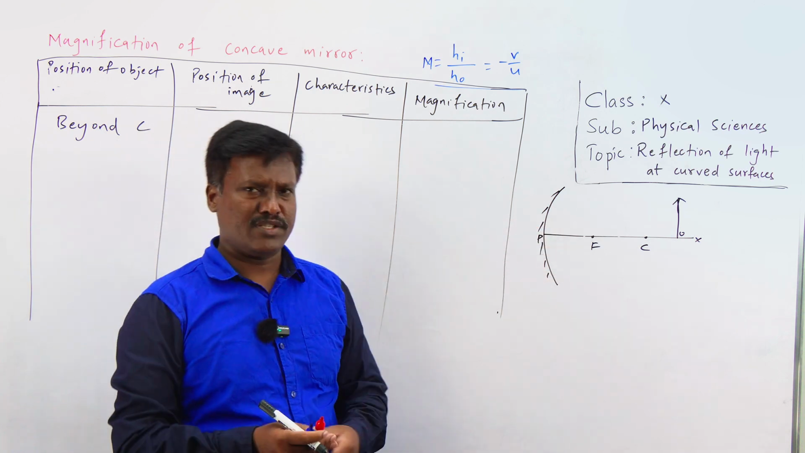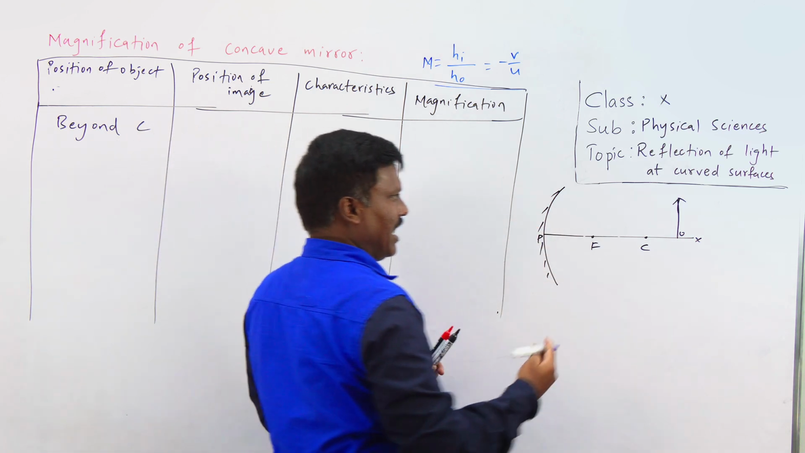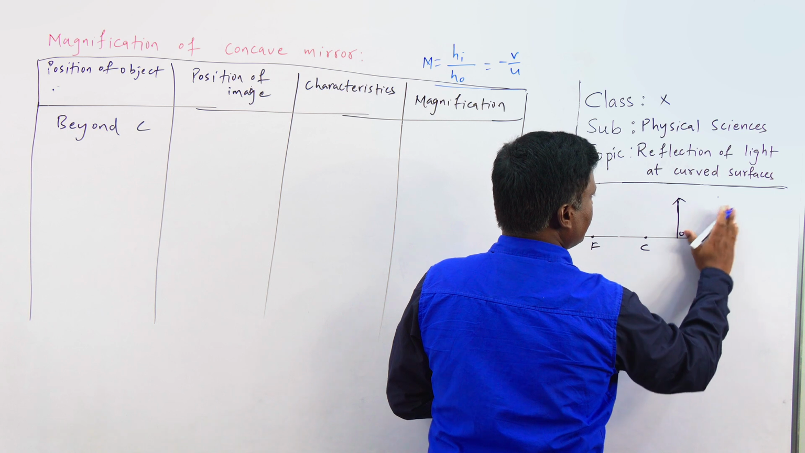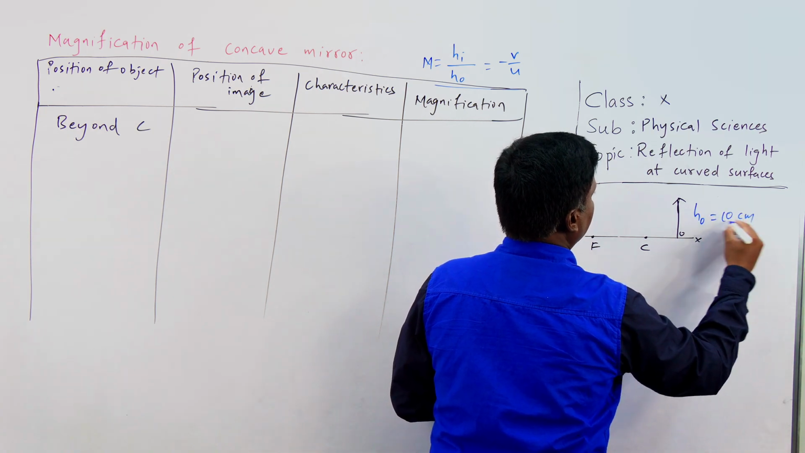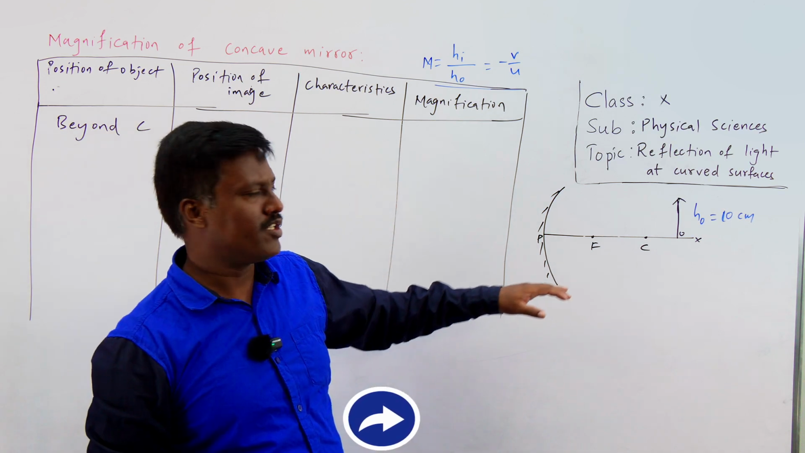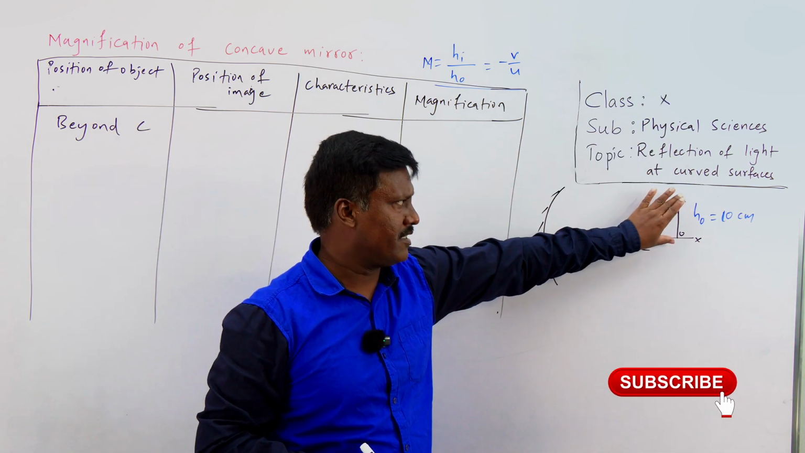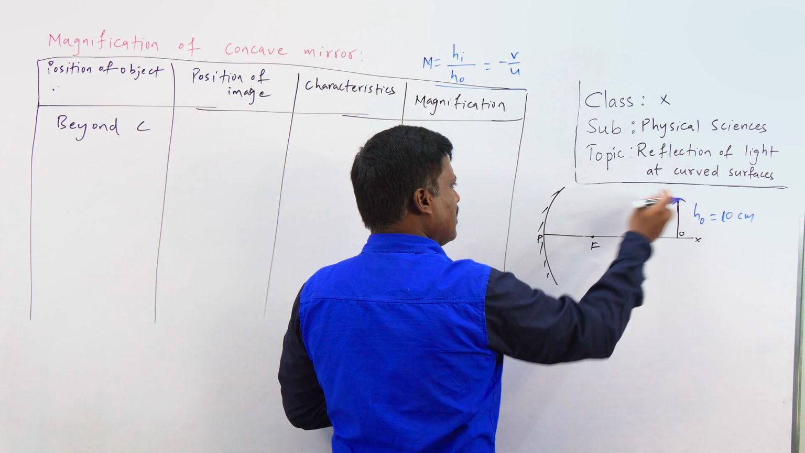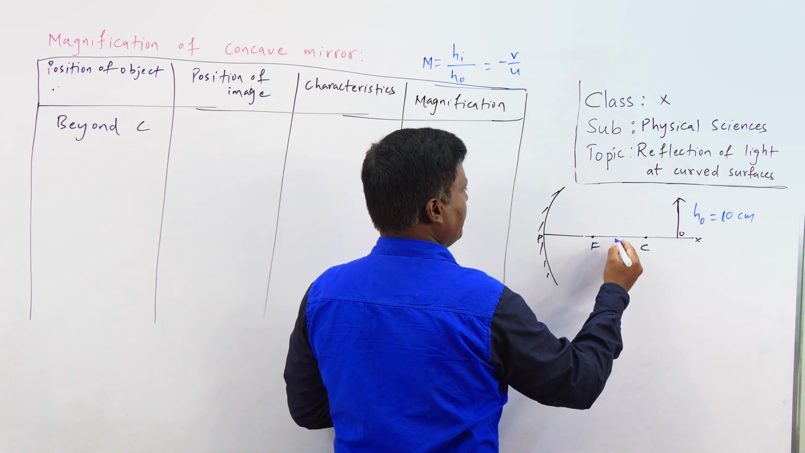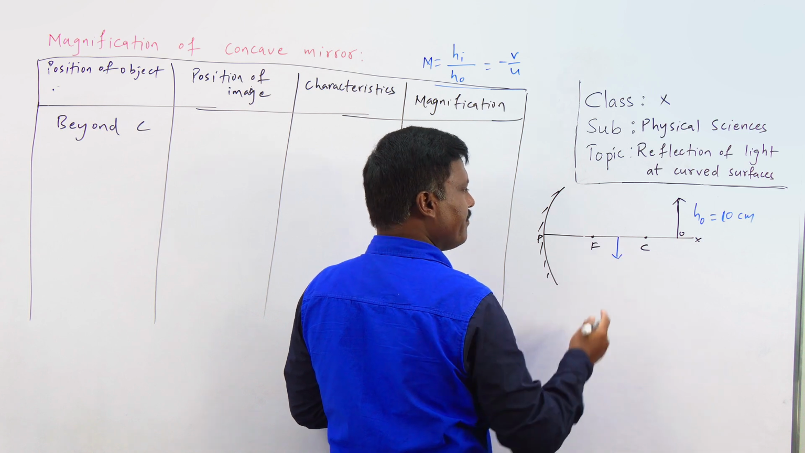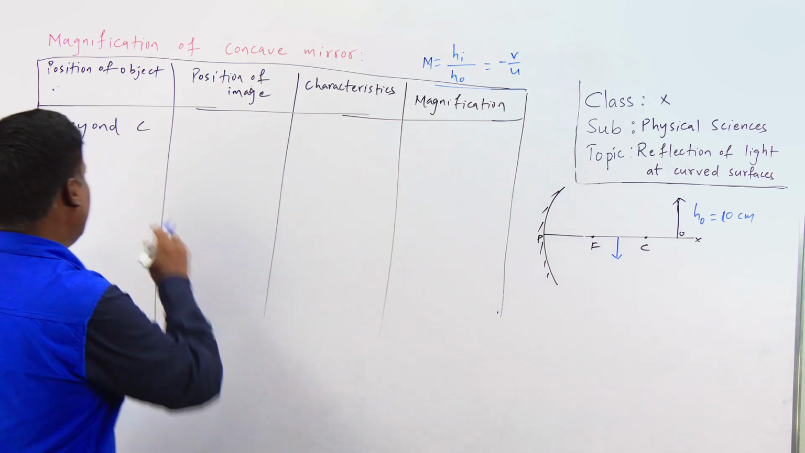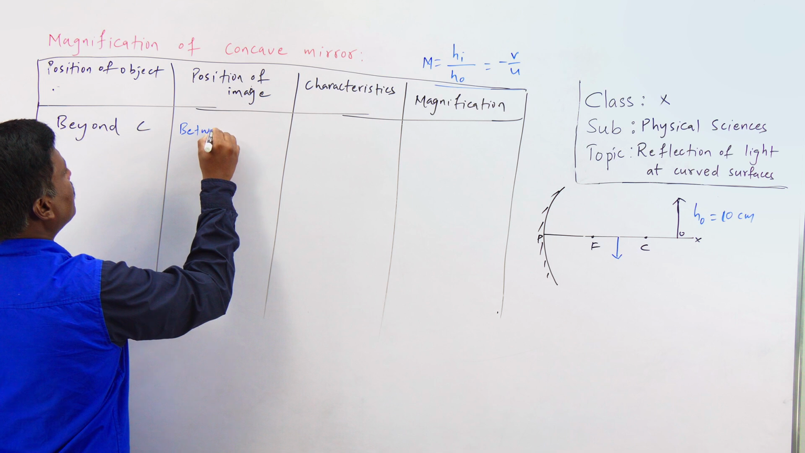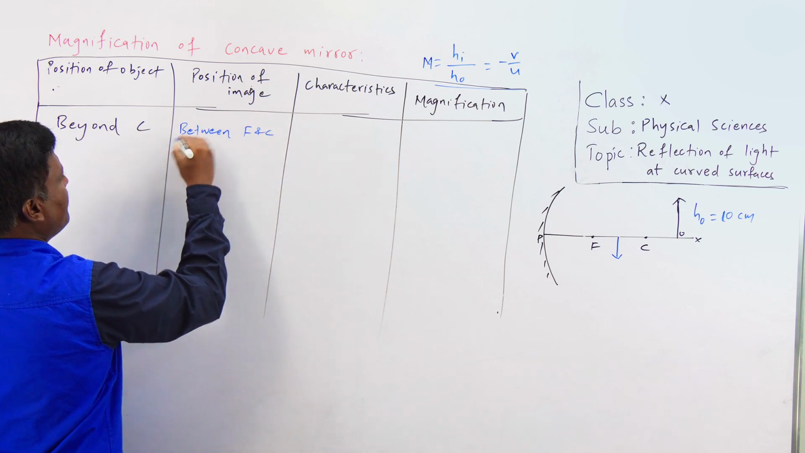Until my explanation is finished, you consider the height of the object. This is the height of the object. This height of the object is 10 centimeters. Until my explanation is finished, you consider the height of the object to be 10 centimeters. When the object is placed beyond C and you draw the ray diagram, where do you get the image? You get the image between F and C. When the object is beyond C, what is the position of the image? Between F and C, focus and center of the curvature.